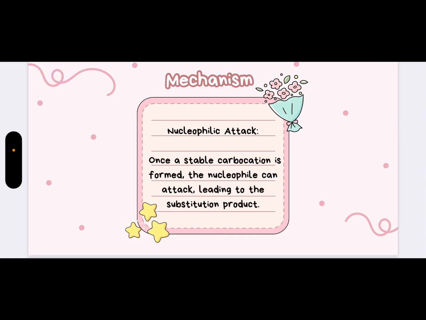Once a stable carbocation is formed, the nucleophile can attack, leading to the substitution product.